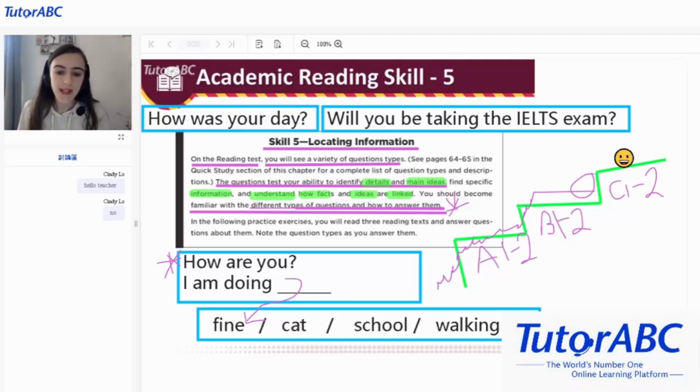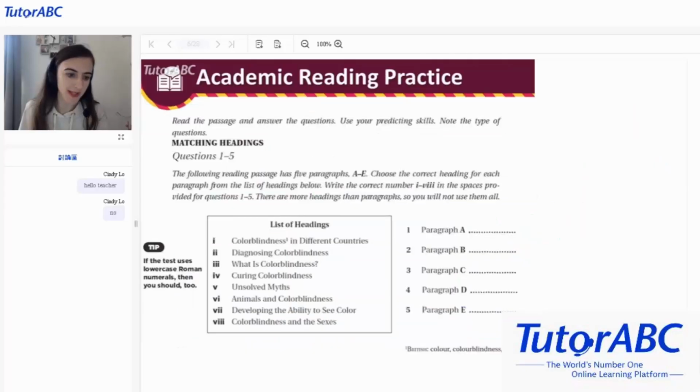Now, in the following exercises, you will read 3 reading texts. If I'm not mistaken, it's not 3, it's 2. So get ready for 2, okay? And please note the types of questions that they have. I will get you back on question types as well.